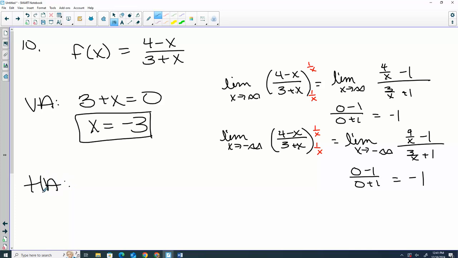So then the horizontal is y equals -1. So vertical x equals, horizontal y equals, you do need to verify both positive and negative infinity.